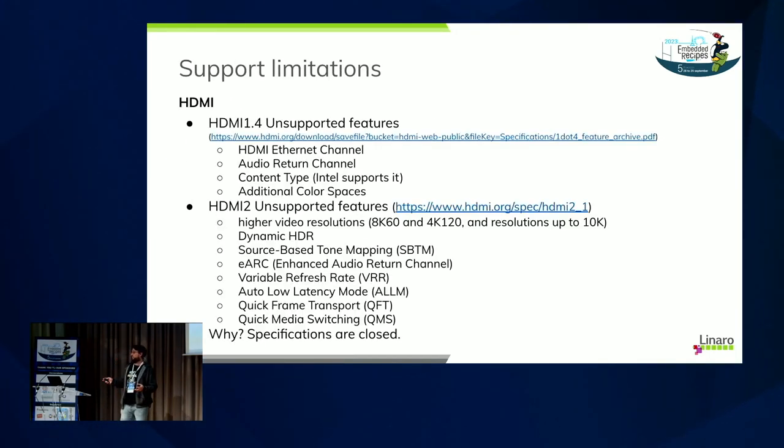On these protocols, there are plenty of limitations we don't support, for plenty of reasons. For example, for HDMI 1.4, which is quite old, there's plenty of stuff we don't support in Linux. For example, content type: Intel supports it, but it's the only one. We don't support all the extended color spaces, and HDMI 2 is the worst. There's a long list of features we don't use at all. And all the new TVs you buy today support all this.